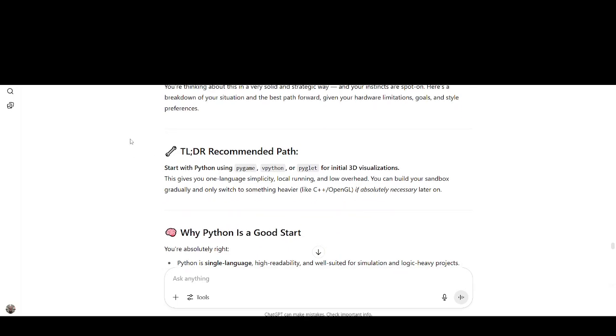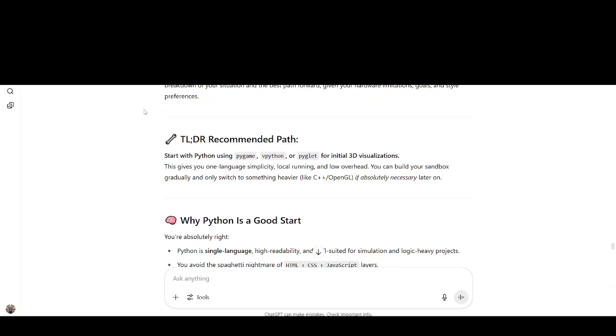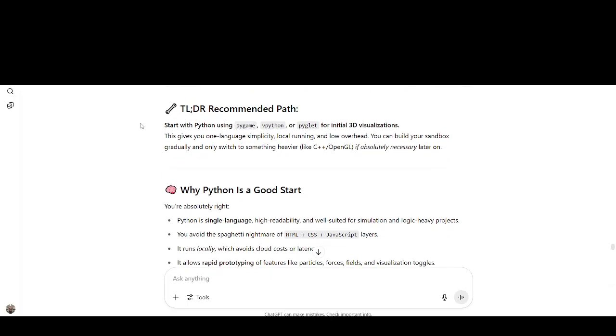Okay, you're thinking about this in a very solid and strategic way, and your instincts are spot on. Here's a breakdown of your simulation and the best path forward, given your hardware limitations, goals, and style preferences. TLDR. I actually don't know what that means. Recommended path.